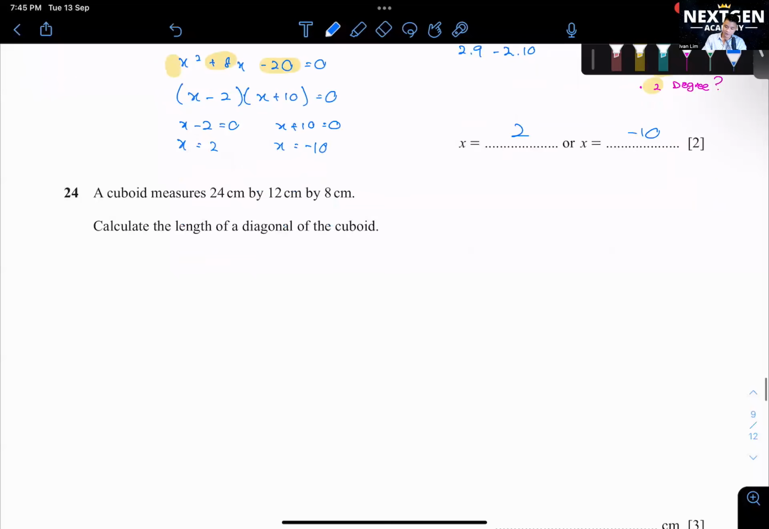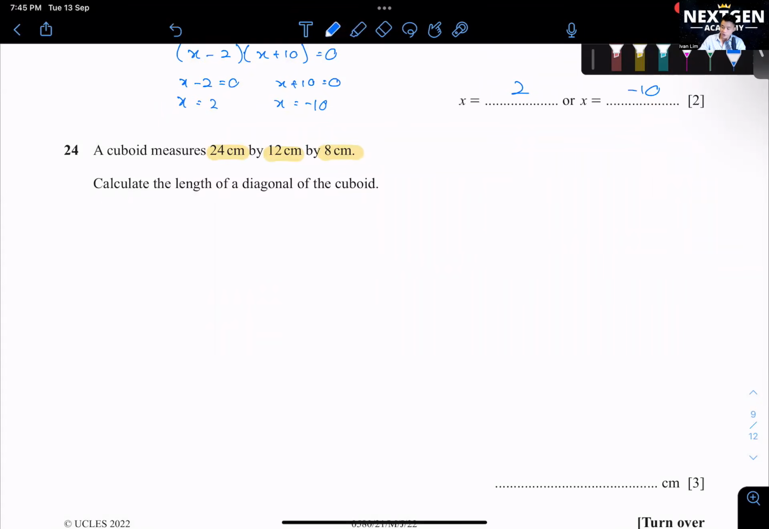Okay, next one, question 24. A cuboid measures 24 cm by 12 cm by 8 cm. Calculate the length of the diagonal of the cuboid. This is a bit tricky, a 3-mark question. So you sketch it out first. What I want you to do is sketch out a cuboid first. Try your best to sketch it to the dimensions.